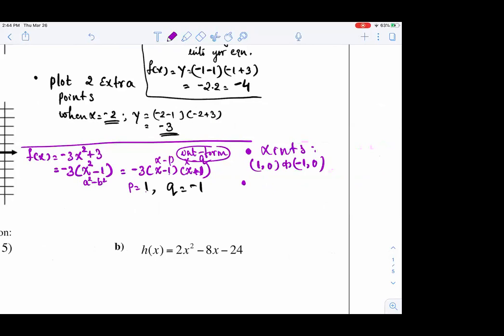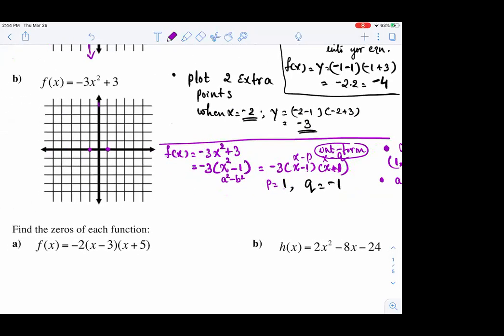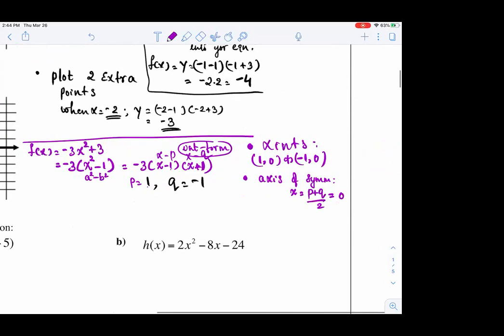Next, I want you guys to find the axis of symmetry. X is equal to P plus Q divided by 2, which is 0. And we are going to plot the axis of symmetry. So that's the axis of symmetry. Next, I want you guys to find the vertex. The X coordinate will be the same as the axis of symmetry. So here it goes, 0.